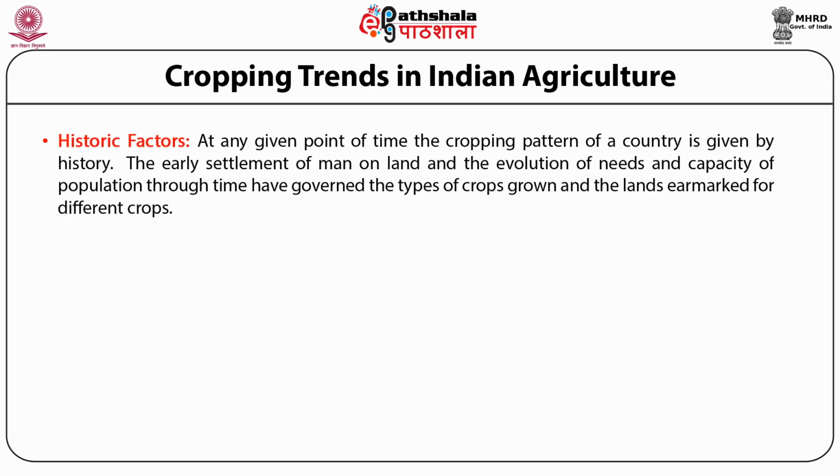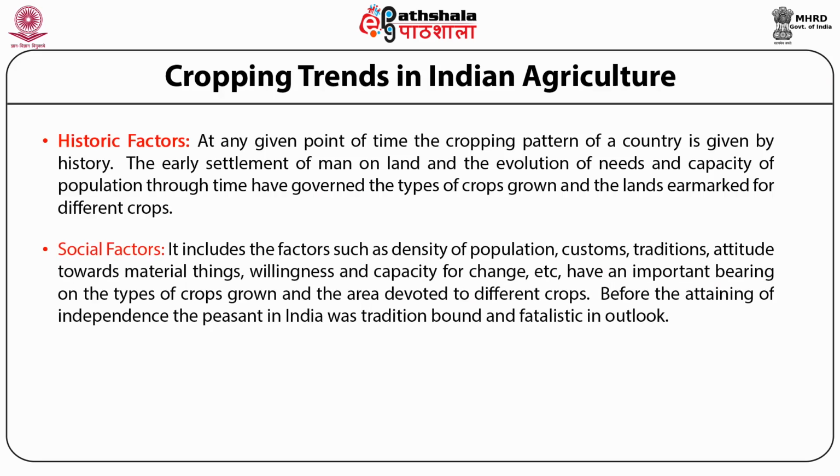Historic factors. At any given point of time, the cropping pattern of a country is given by its history. The early settlement of man on the land and the evolution of needs and capacity of population through time have governed the types of crops grown and the land earmarked for different crops. Second important factor is the social factors. It includes factors such as the density of population, the customs, traditions, attitude towards material things, willingness and capacity for change, etc., which have an important bearing on the types of crops grown and the area devoted to different crops. Before the attaining of independence, the peasant in India was tradition bound and fatalistic in outlook.